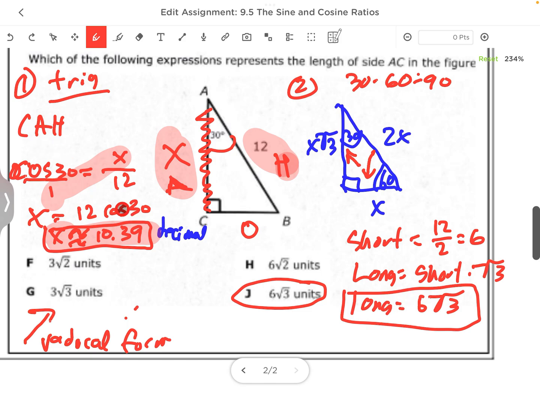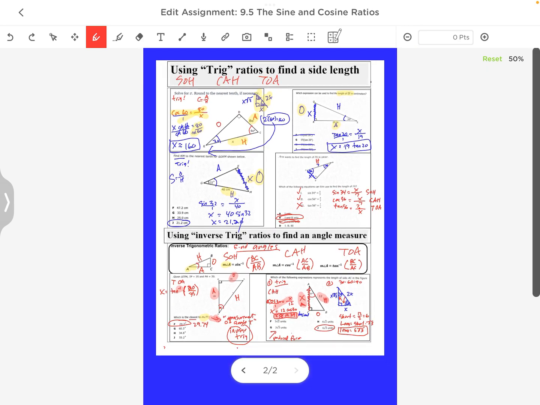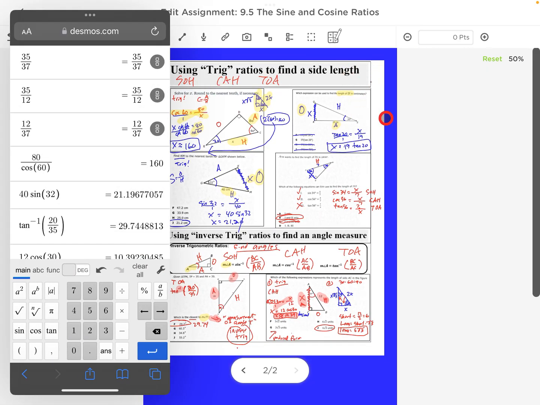I know you got this. Just let me know if you have any questions. All we're going to do is think SOHCAHTOA. Just write that at the top, SOHCAHTOA, and we can go from there.